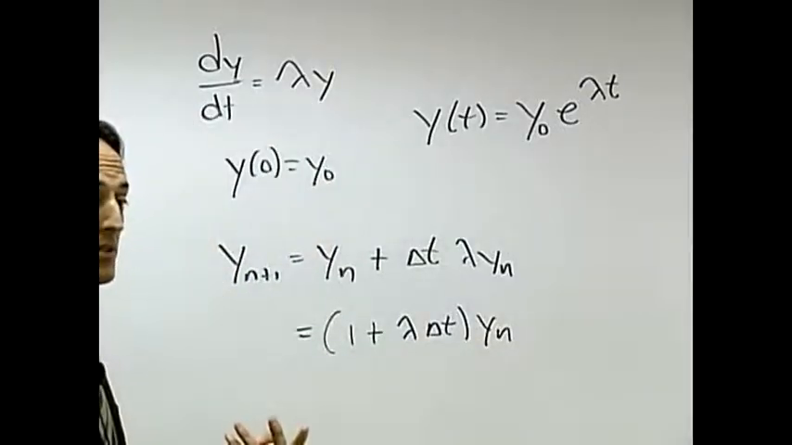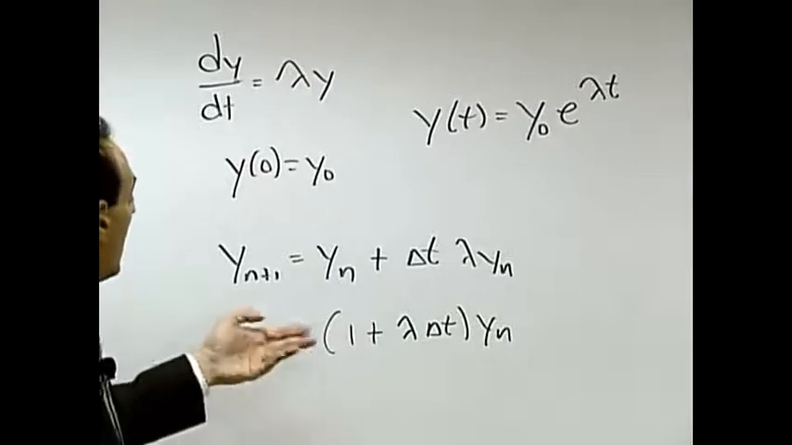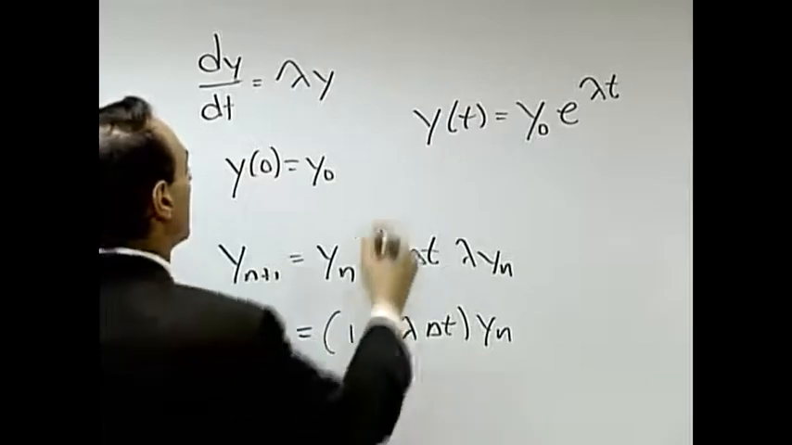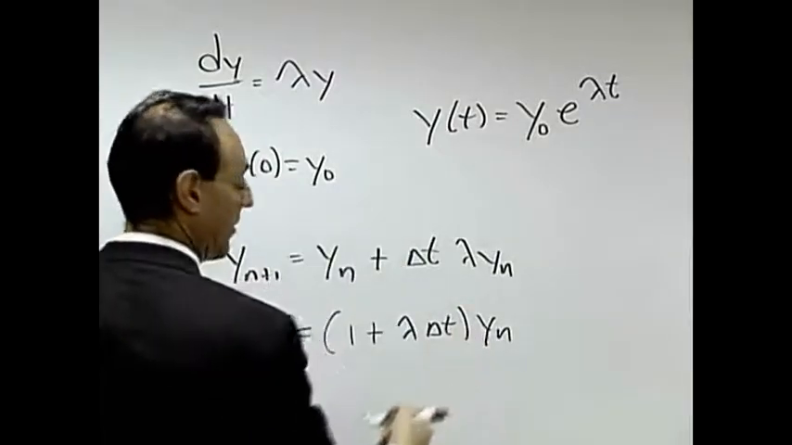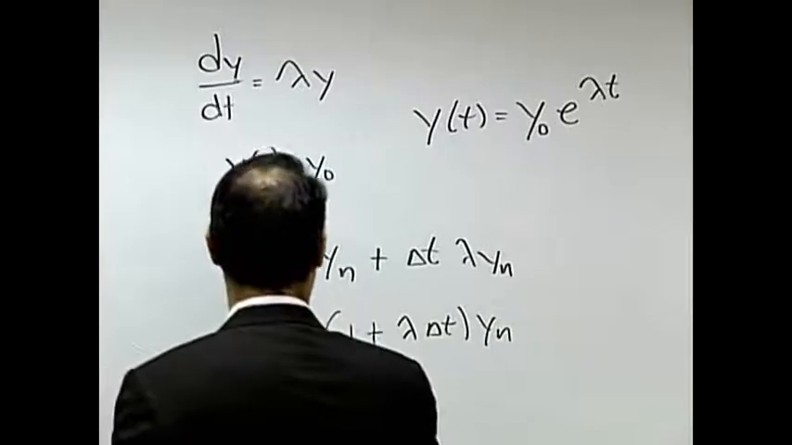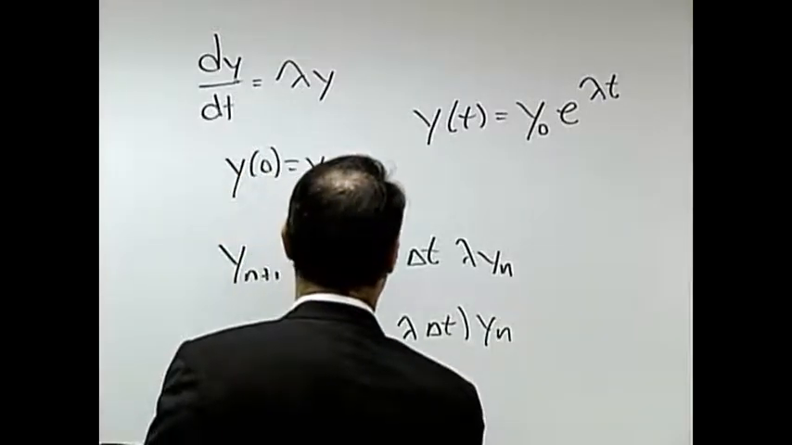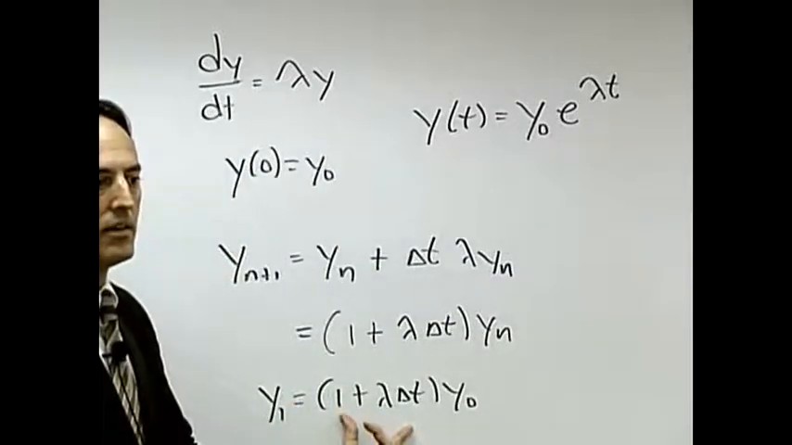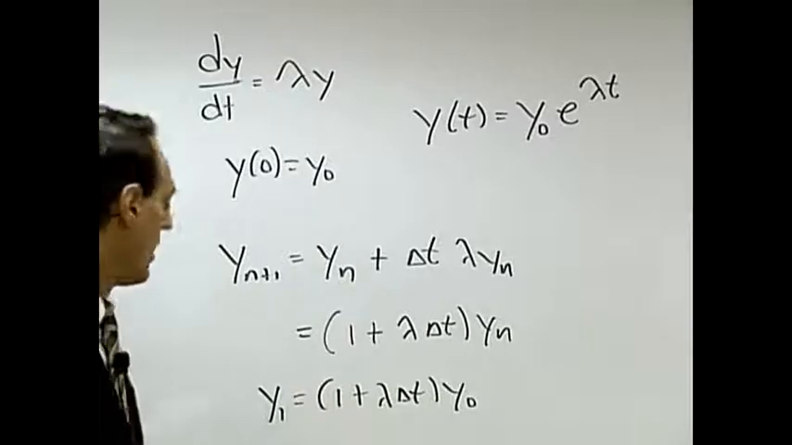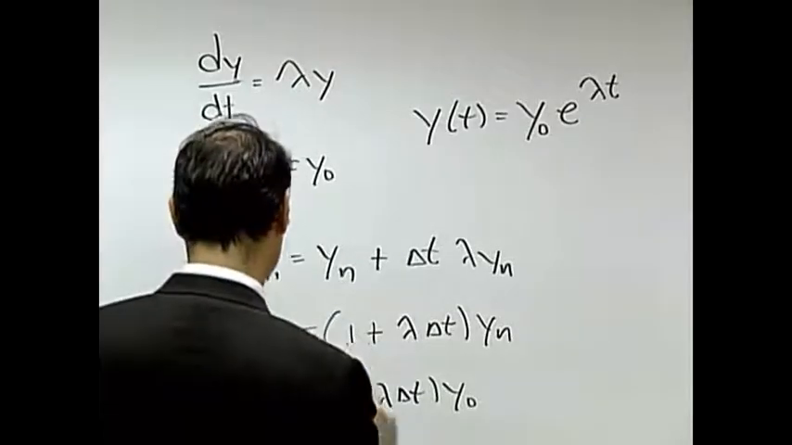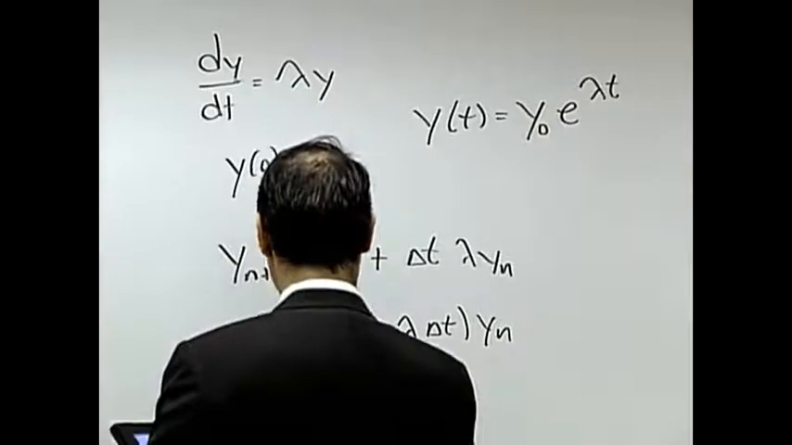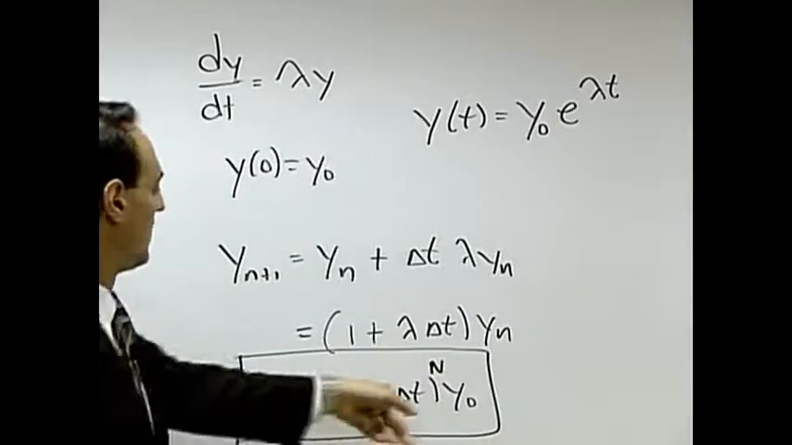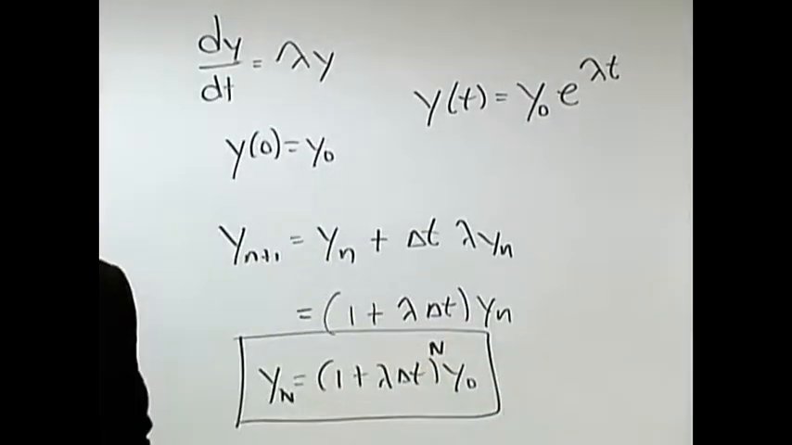This is a very nice iteration procedure, by the way, because notice what happens. If I put in y0, my initial condition, to start the iteration process, then y1 is equal to 1 plus lambda delta t times y0. And then if I have y2, well, I just multiply by that again. And then y3, I just multiply by that again. So if I take n steps into the future, so let's take capital N steps into the future, all I got to do is take this number here and raise it to the nth power.